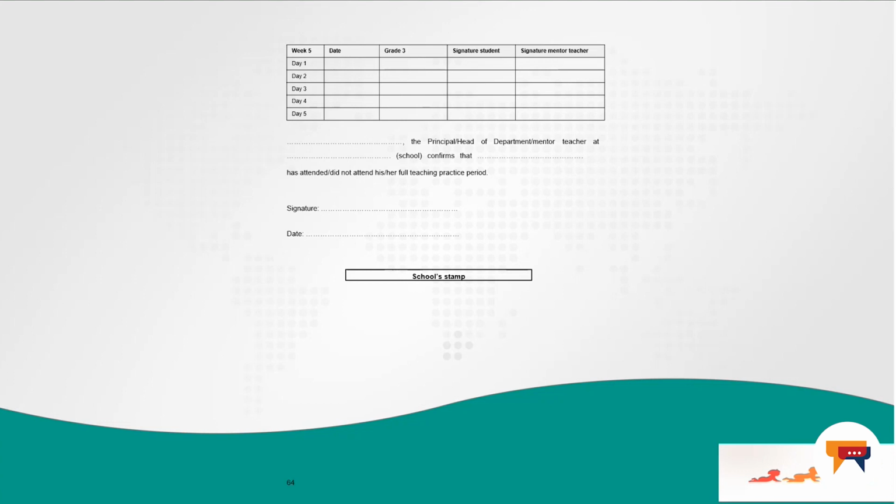There are some schools which have got stamps, but the stamps do not have a date. So once they have stamped your portfolio, they should write the date, the day, the month, the year.